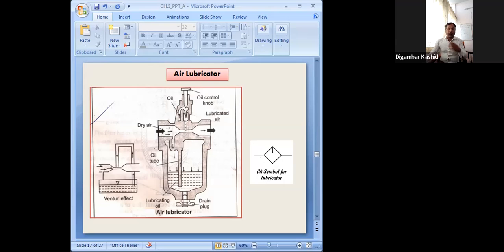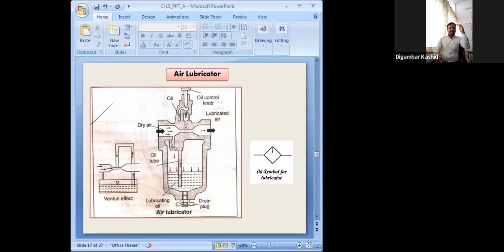Now how will that mixing happen? The venturi effect is there, because the same function is there. Whatever operation is happening in the carburetor, the same operation is happening here. So we can see here the venturi effect. This is our air flow, and from this oil tube we will get the oil and it will mix here. So this is an air lubricator.